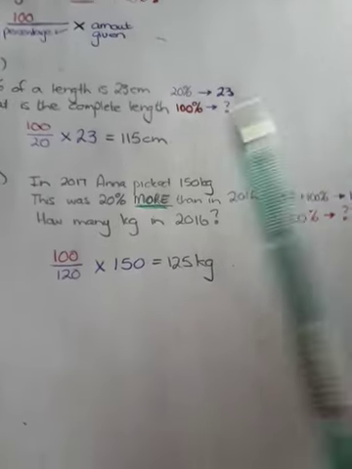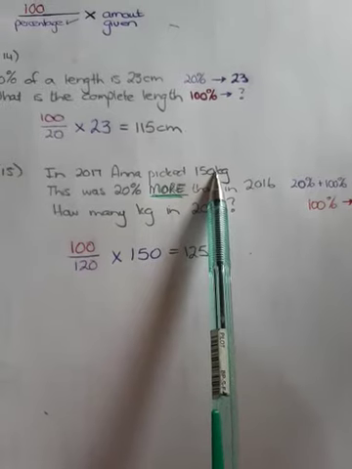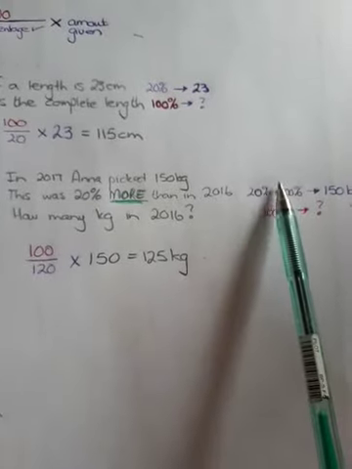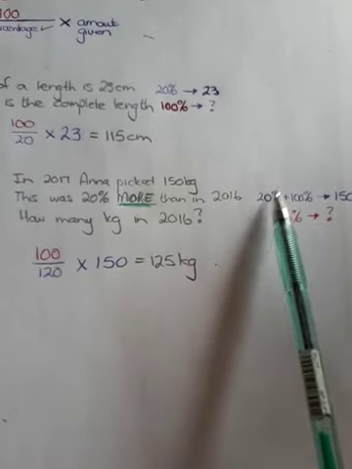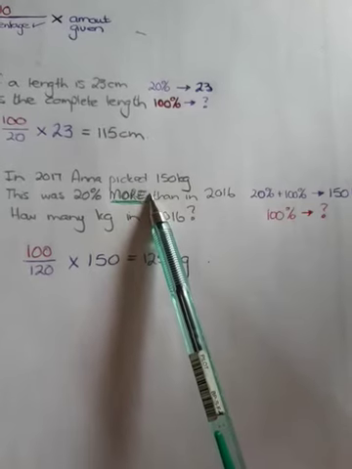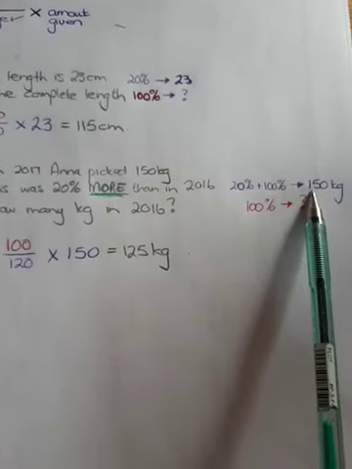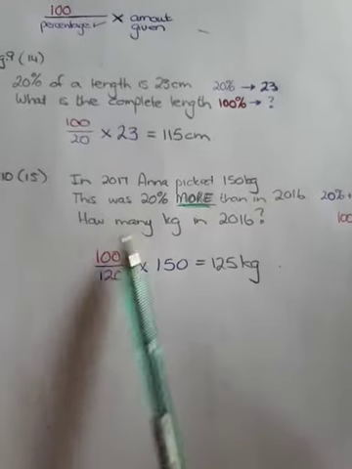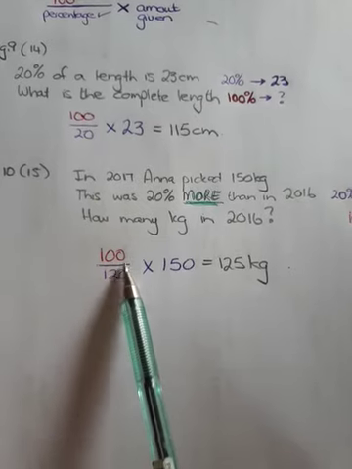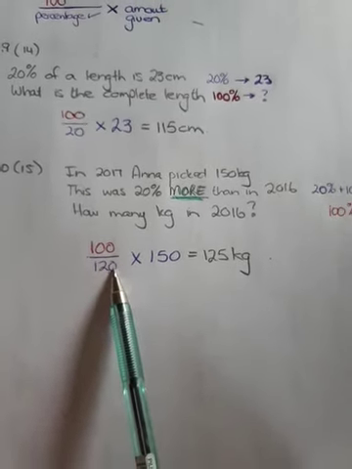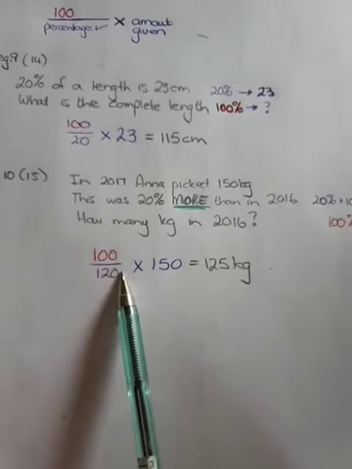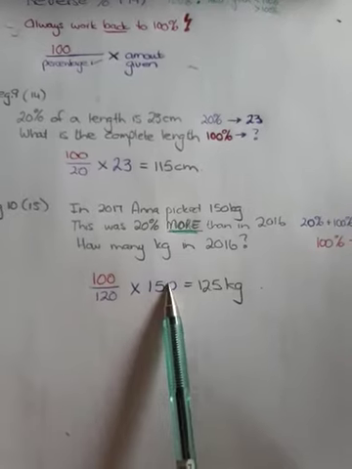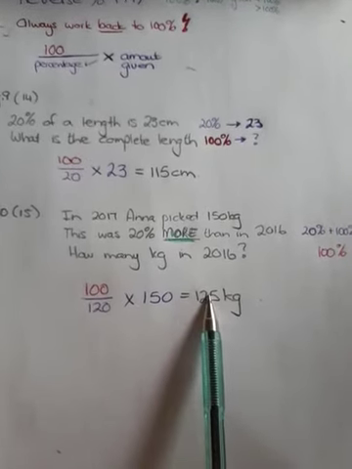I repeat, they give you the 150 kilogram and they tell you it's 20% more. Therefore, it is your 100% plus the 20, because it is more. That represents the 150 kilogram, and the 100% is what you must calculate. So the 100 always goes in the numerator. Your percentage, which in this case is 100 plus 20, so 120, is your denominator, times the amount that they are giving you. And if you calculate that, you get 125.